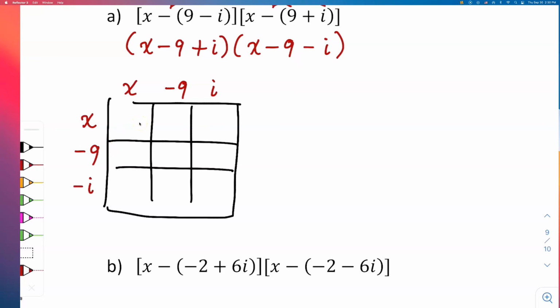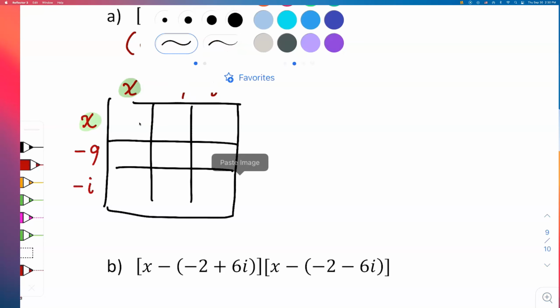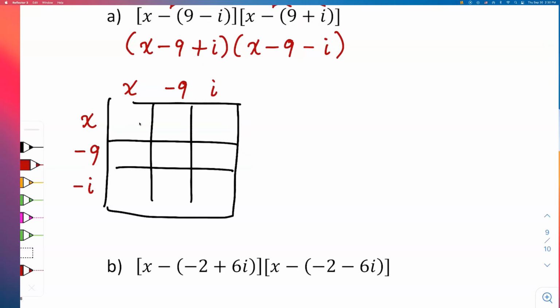First, let's multiply through x times x. x times x is x squared. So write x squared here. Let me use different colors here. x squared. Because when we are done, we're going to combine all these green terms together that we have in this box. Next, I have to do negative 9 times x. That is negative 9x. Next, I need to do i times x. That is nothing more than ix.